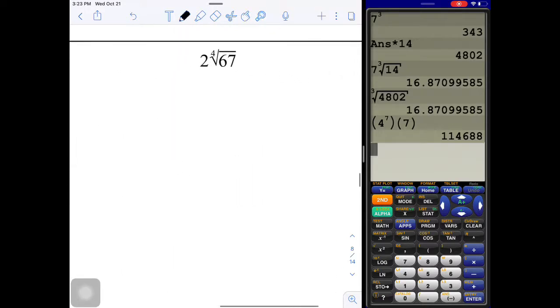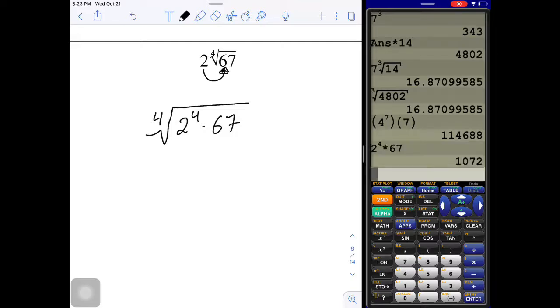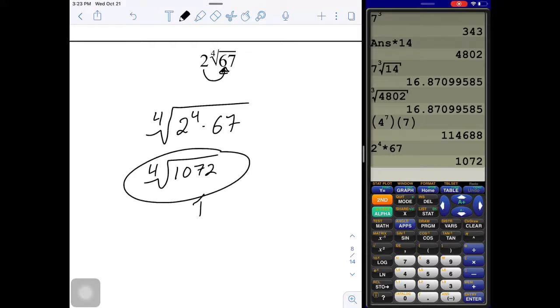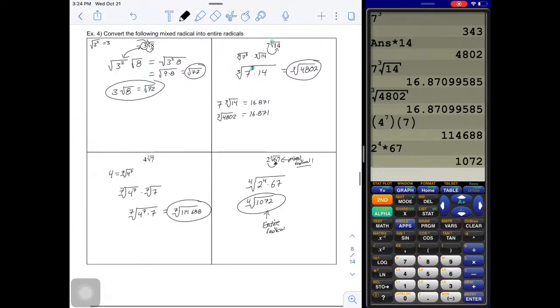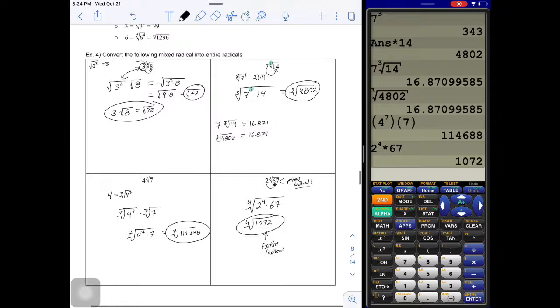And then let's do one more here. Again, I need to bring this 2 inside my radical, so I'm going to use my index to tell me what the power should be. So this will be the 4th root of 2 to the power of 4 times 67. Let's plug that into my calculator. And that will be the 4th root of 1072. So there is my entire radical, and there is my mixed radical. Hopefully we're seeing all of the patterns here. Practice both ways for sure.